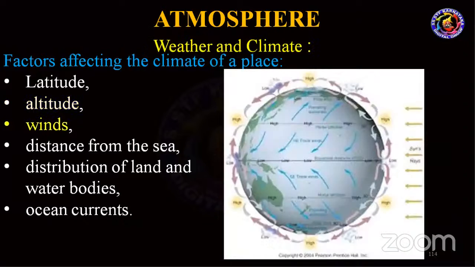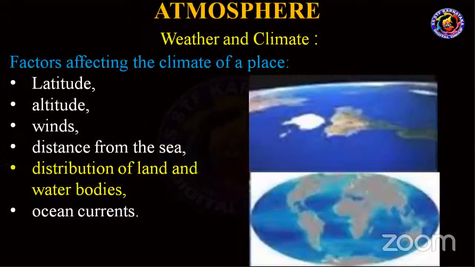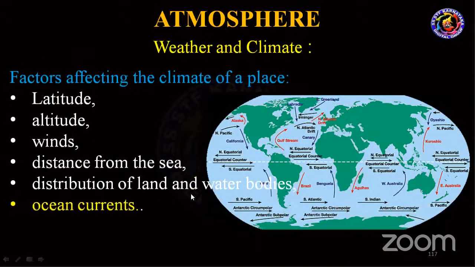The third picture is winds. Winds also change the climate of a place, for example the southwest monsoon winds and the northeast monsoon winds. Distance from the sea also affects it. Distribution of land and water bodies also. Last is ocean currents.